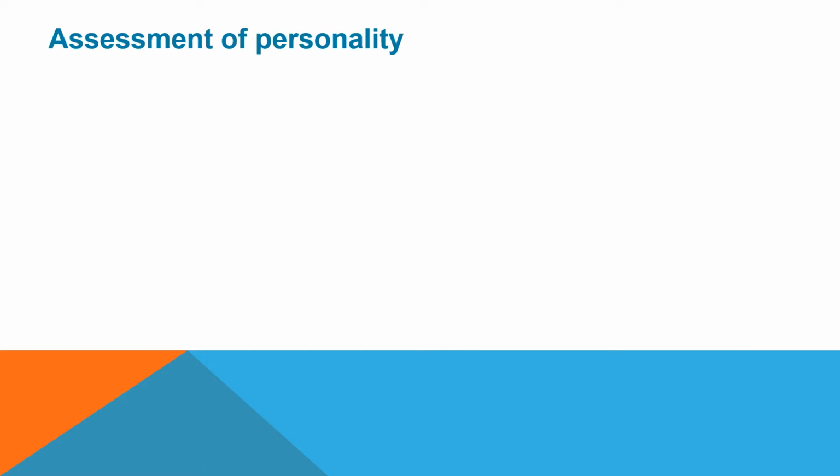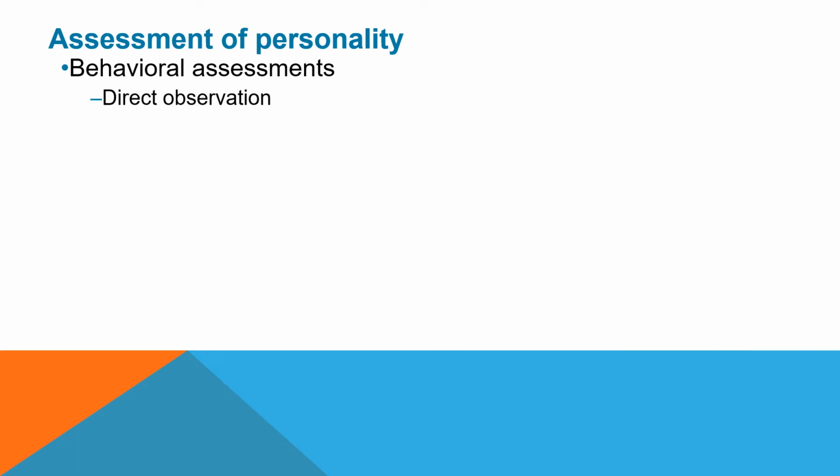Let's talk about how we measure personality. So one of the best ways to measure personality is through behavioral assessments, through directly observing someone's behavior. So for example, if you want to determine if someone is outgoing, look at their behavior at a party. If you want to determine if someone is conscientious, take a look at the state of their sock drawer.